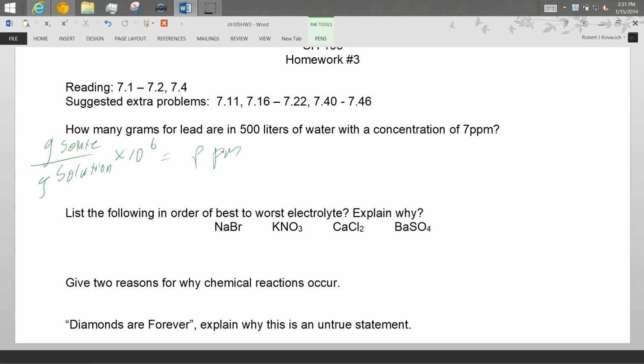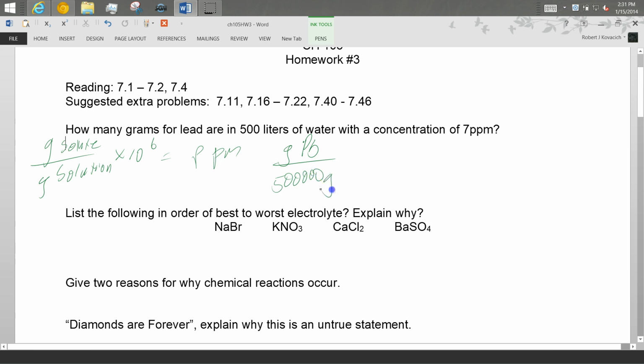500,000? Yeah, so if we convert it into milliliters, we'd have 500,000 milliliters. And each milliliter is equal to a gram since we're talking about water and the density is 1. So pretty simple with that. So then we're going to end up with grams of, in this case, lead divided by 500,000 grams of solution times a million equals 7 ppm.